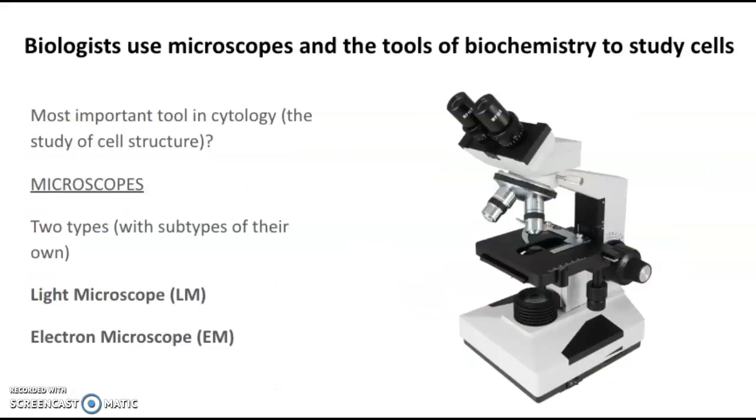In order to see cells, biologists have to use microscopes. Right? And there's two main types of microscopes that we're going to talk about this week. One is a light microscope. That's what you'll use at the lab bench. And there's also these things called electron microscopes. Man, do I wish we had one because they can take some pretty sweet images.